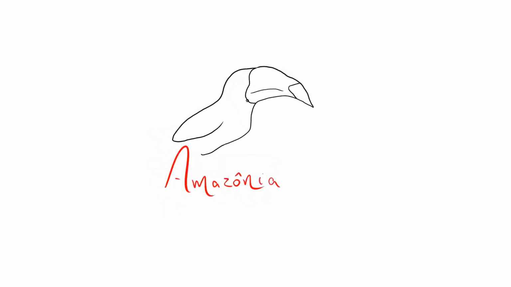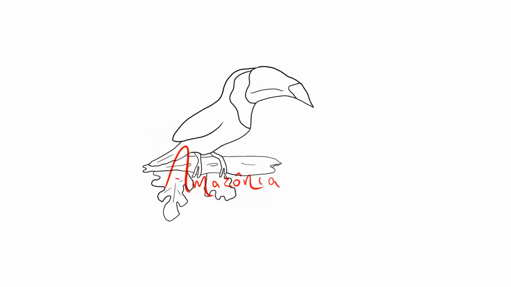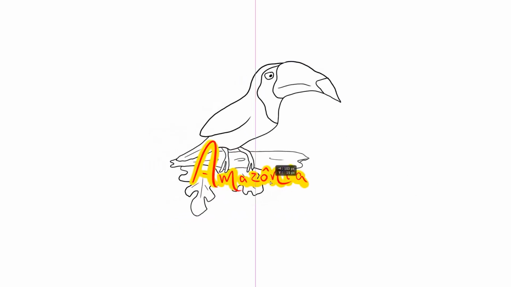In this video, we are going to talk about the Amazon biome, covering aspects such as the climate, water systems, terrain, soil, vegetation, among other things. So if you want to learn a little more about this rich biome, let's get into the video.